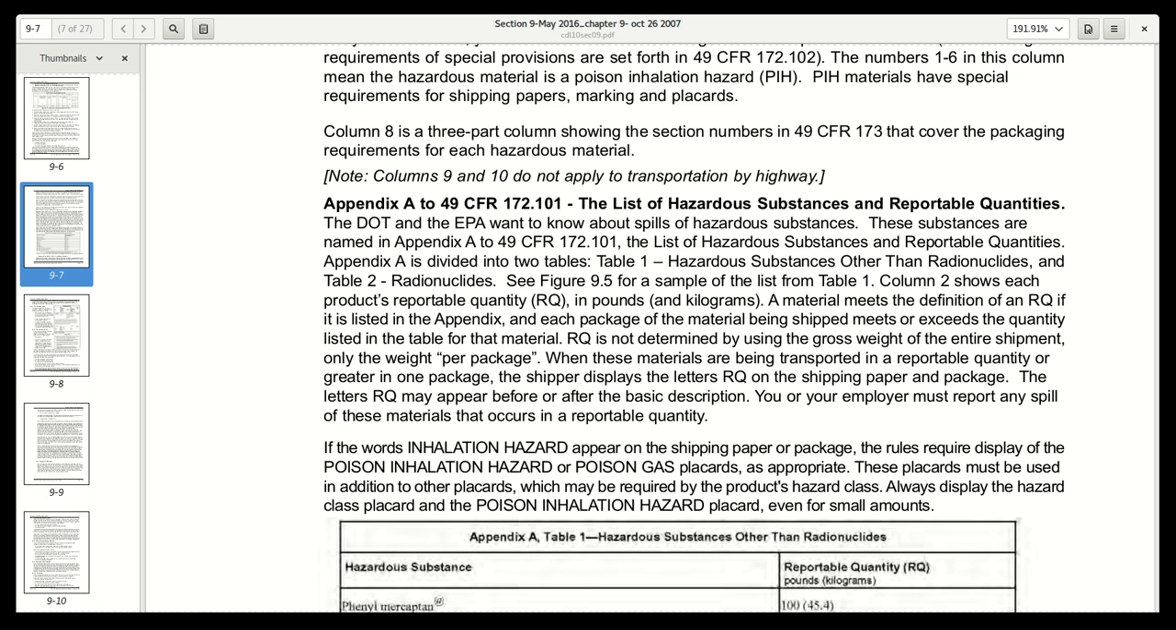If the words inhalation hazard appear on the shipping paper or package, the rules require display of the poison inhalation hazard or poison gas placards as appropriate. These placards must be used in addition to other placards, which may be required by the product's hazard class. Always display the hazard class placard and the poison inhalation hazard placard, even for small amounts.